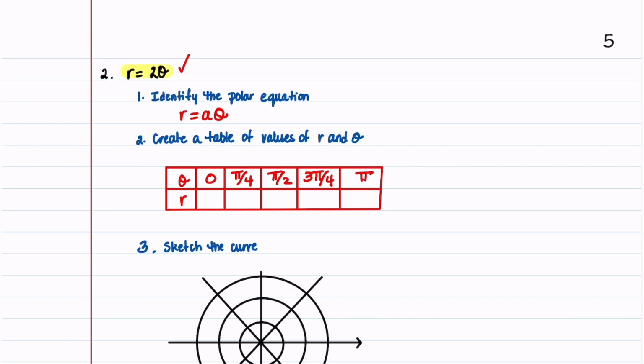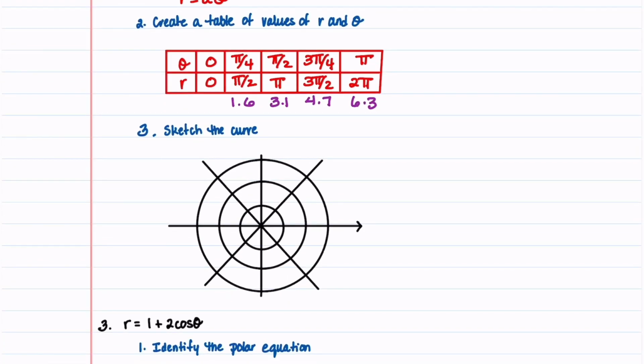Looking at this equation right here, when theta is 0, r is 0. And then we have 2 times pi over 4 gives us pi over 2. Then we have pi, 3 pi over 2, and lastly 2 times pi, which is 2 pi. Pi over 2 is approximately 1.6. Pi is approximately 3.1. 3 pi over 2 is 4.7. And then 2 pi is approximately 6.3.